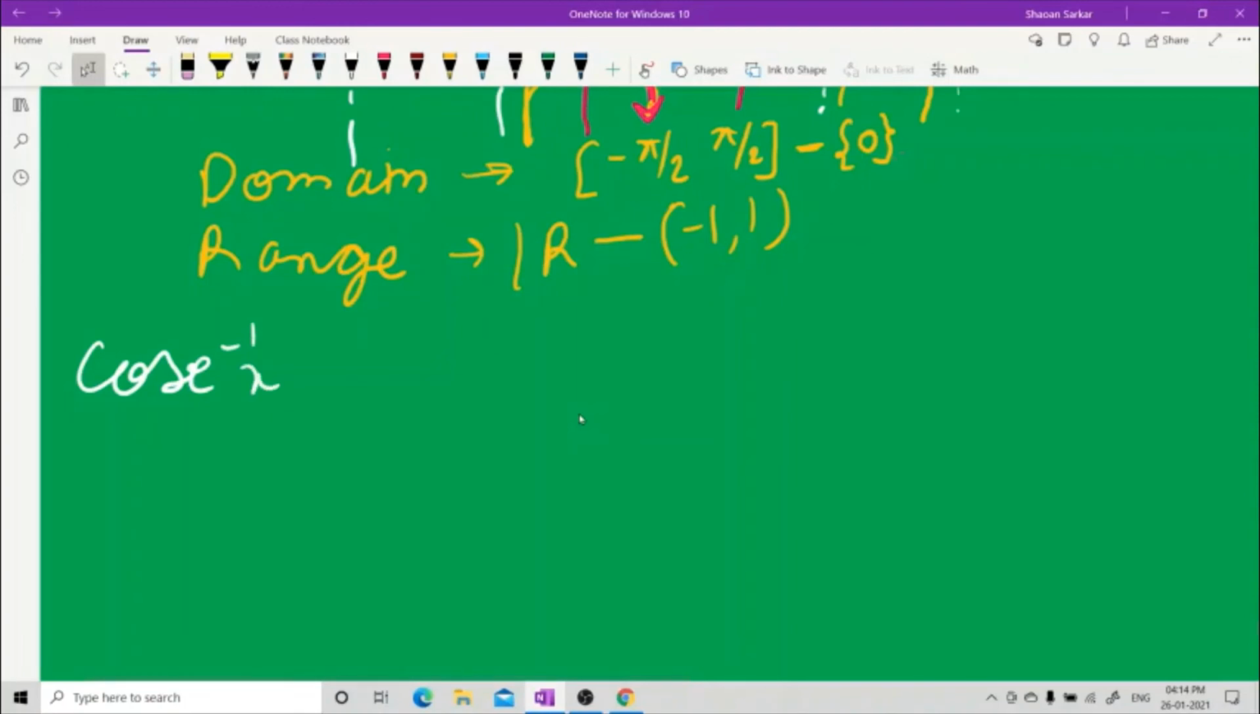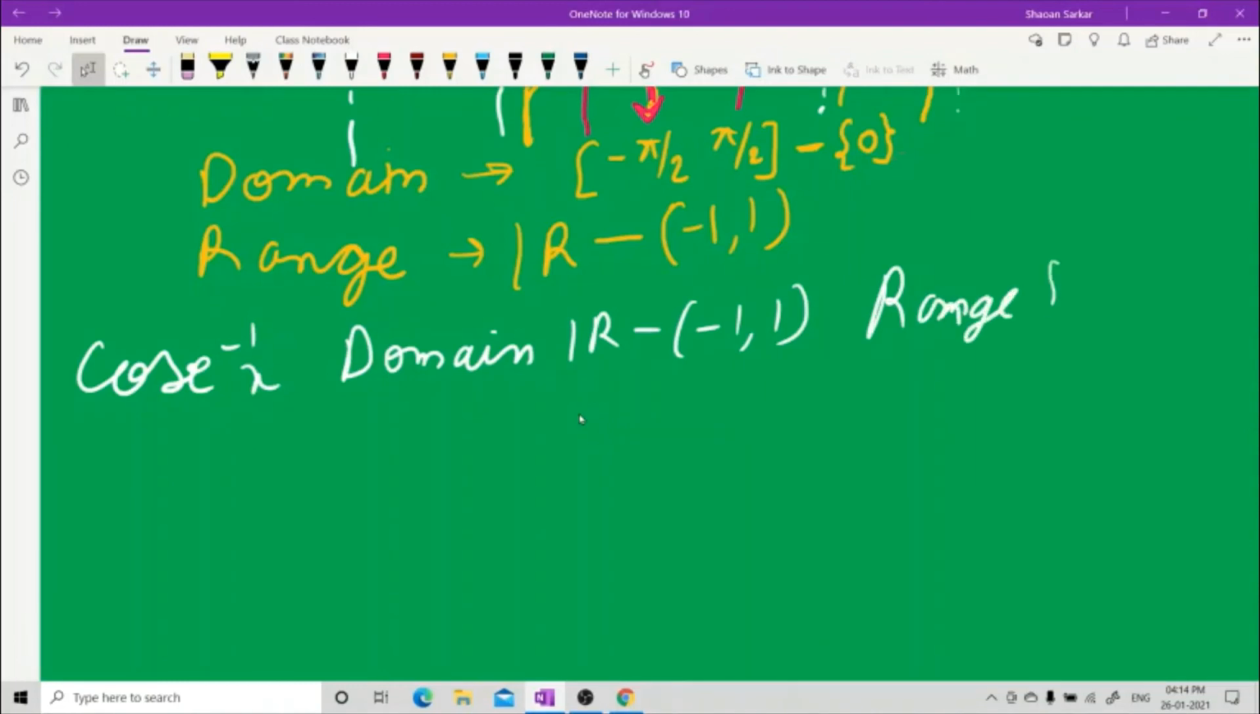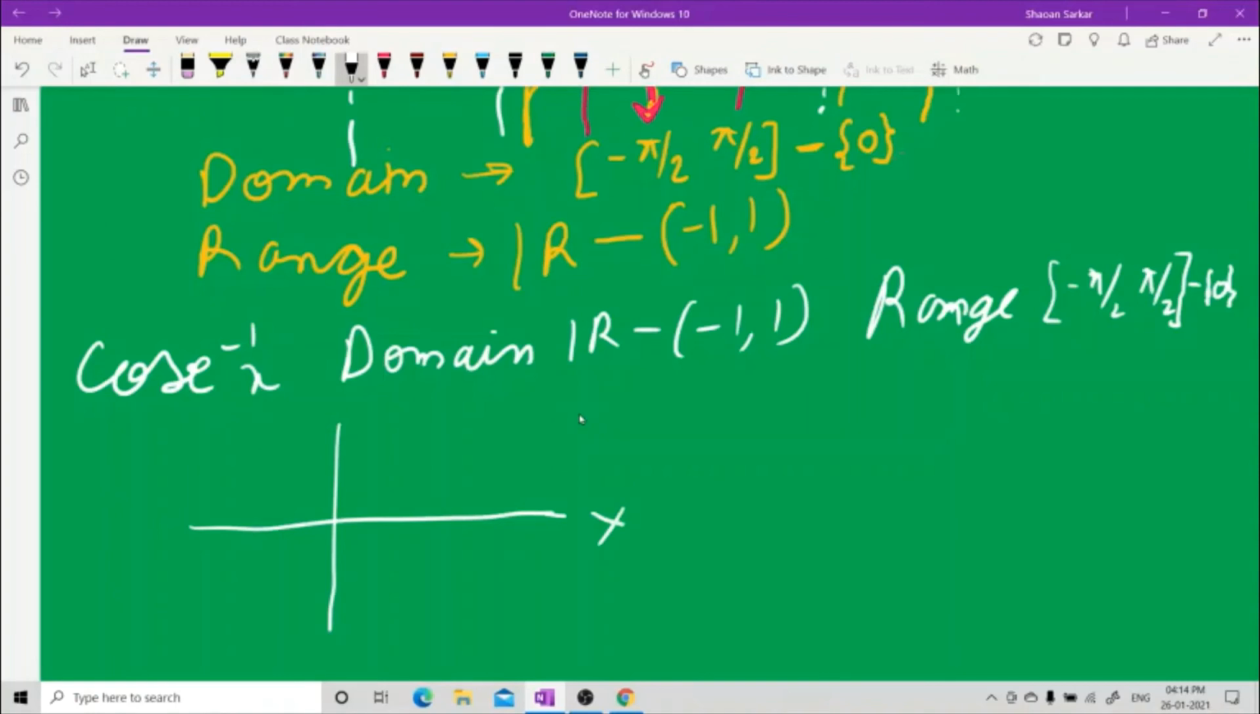Now the domain of cosec inverse x would be R, from which minus 1 and 1 would be removed, and your range would now be minus pi by 2 to pi by 2, from which I will remove the point 0. So my graph would be, now see, this is my x-axis as usual, this is my y-axis as usual. Now this is my line y equal to pi by 2, and this is my line y equal to minus pi by 2.